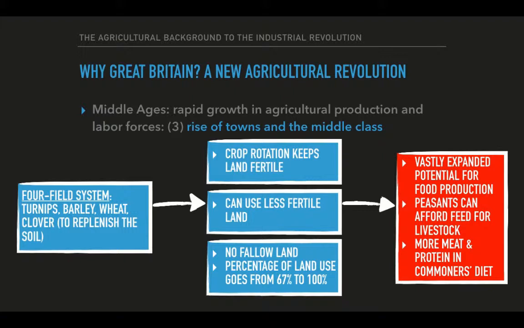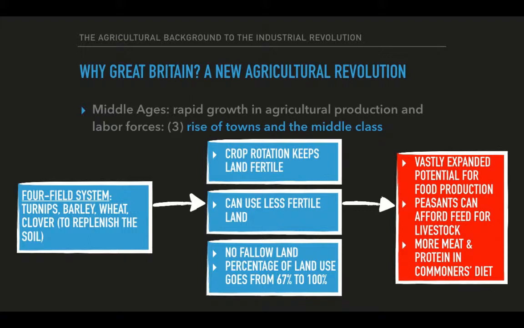Now, it had three advantages. First, it made previously useless and marginal land useful, thus expanding the amount of land under cultivation. Second, it used clover and turnips in the fourth field to maintain the soil's fertility. And finally, with the fourth field now in use, it was using all the land every year rather than having to keep part of it fallow.